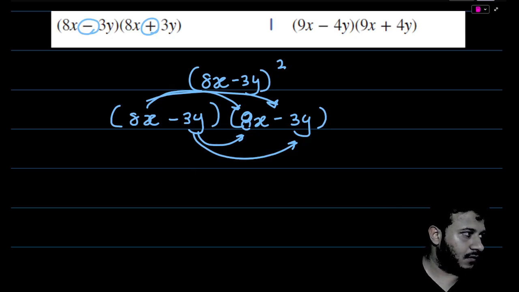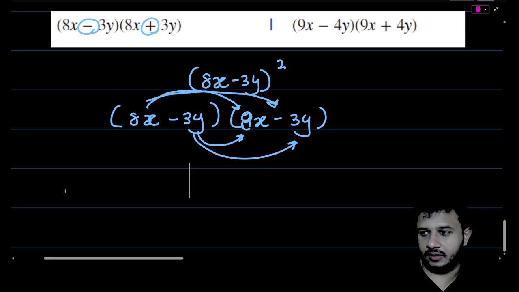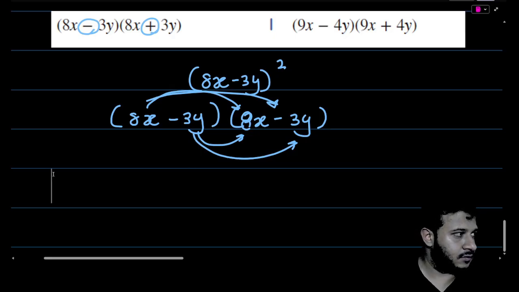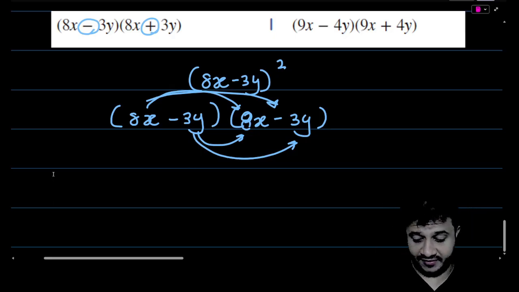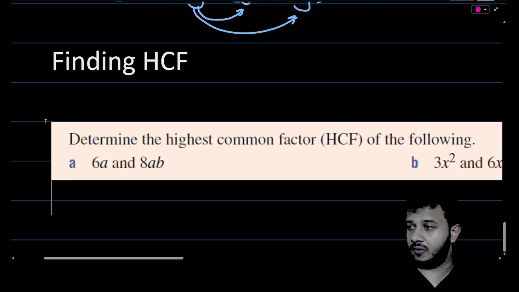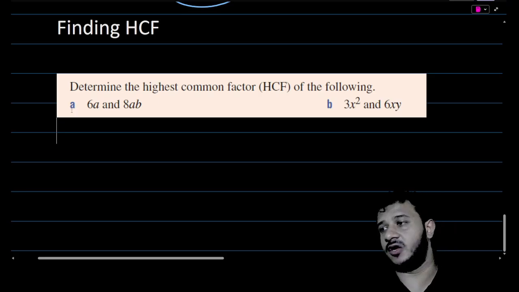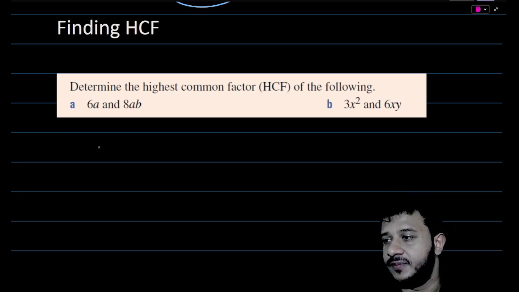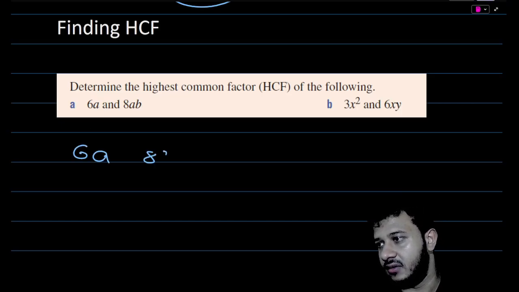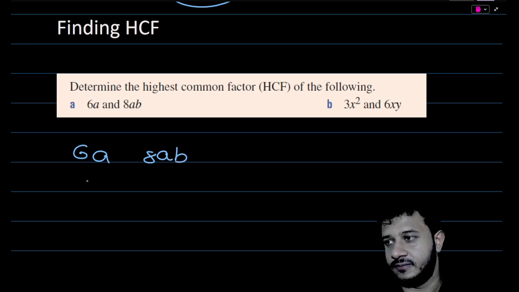Okay, next one. Find the highest common factor. What does it mean to find the highest common factor? That means when two terms are given to us, we try to think about, out of the numbers given, what is the biggest number both these numbers can get divided by? So what is it? It has to be 2. That's it.